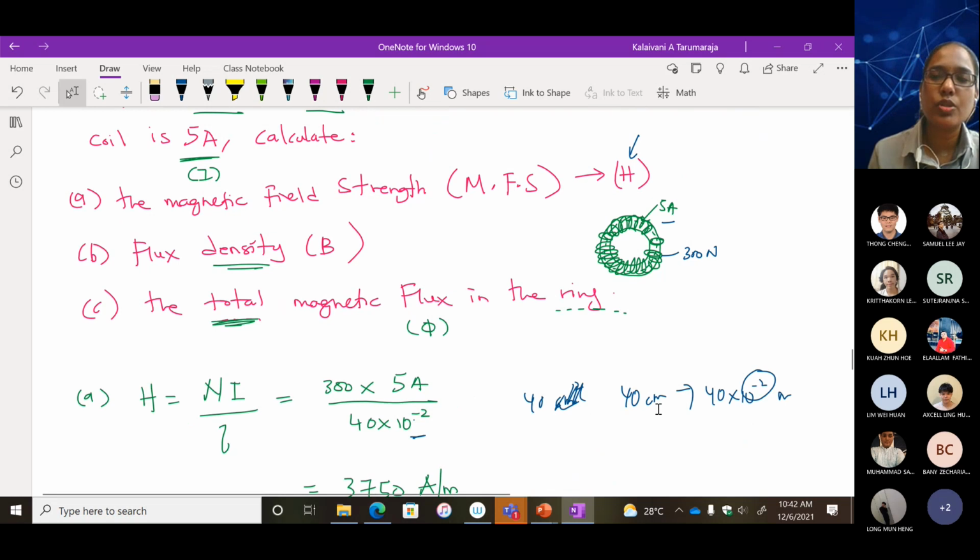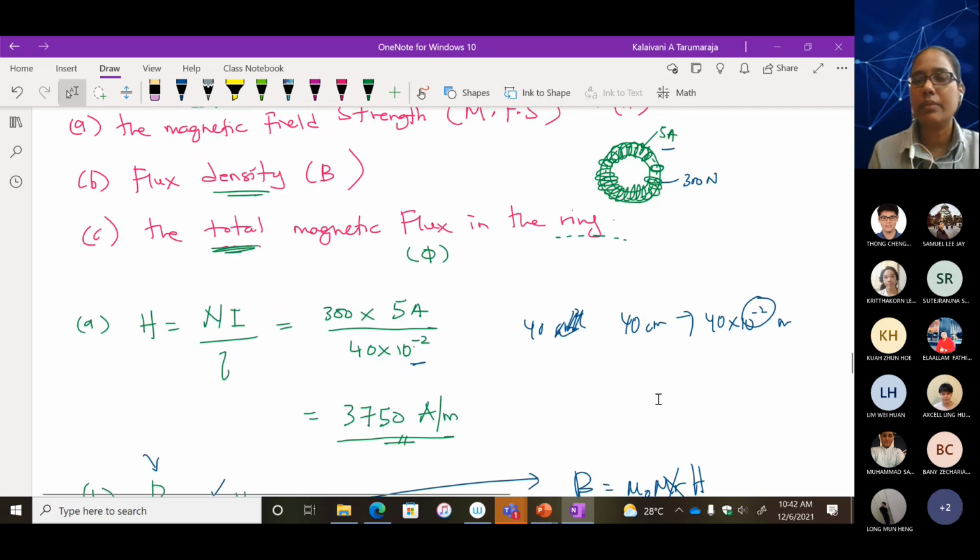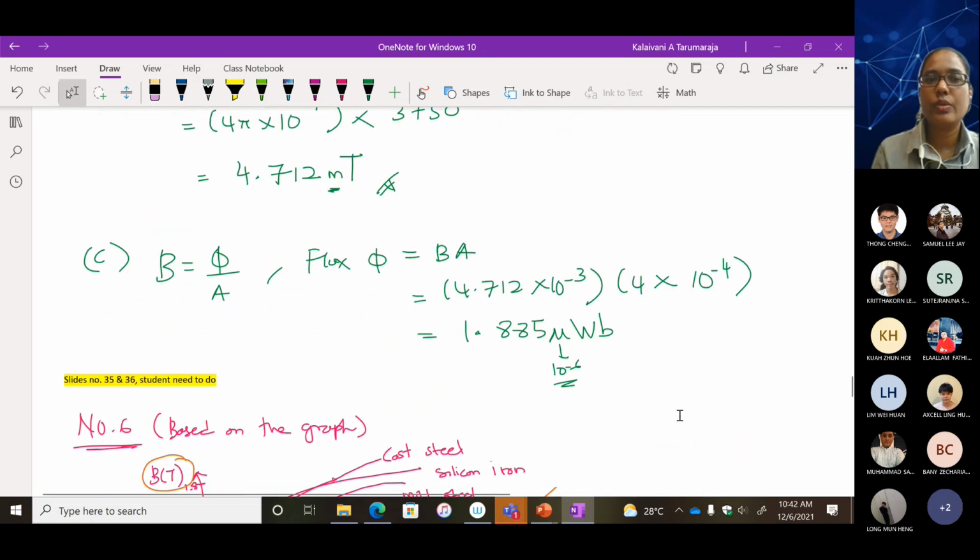The next one, they ask you to find the total magnetic flux in the ring. So they do not ask for the flux density, but this time they want to find the magnetic flux. The way they calculated, they use the equation. As usual, this is a basic equation, the one we learned before. Flux, magnetic flux, equals B, the flux density, times A, the area.